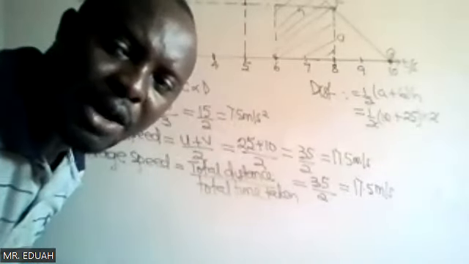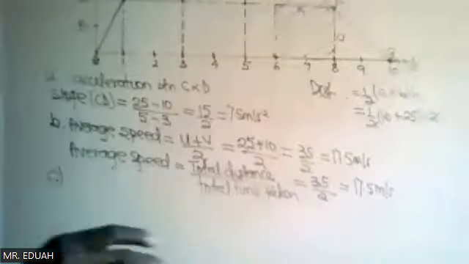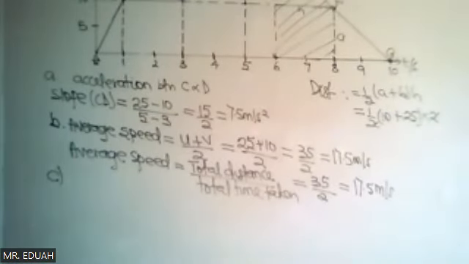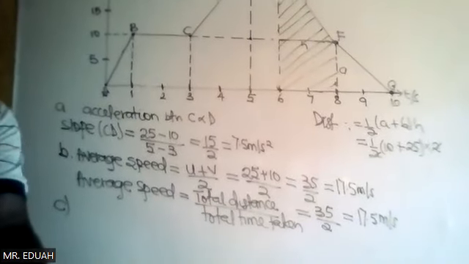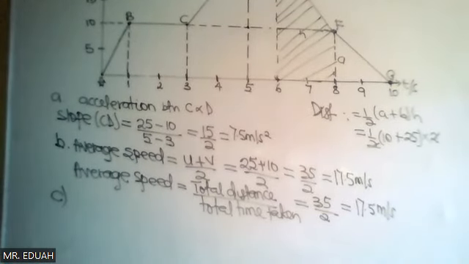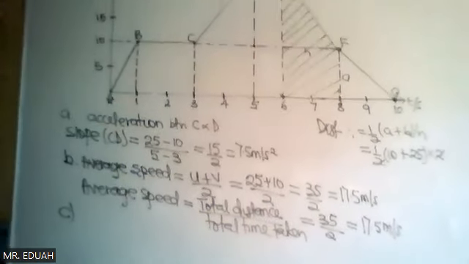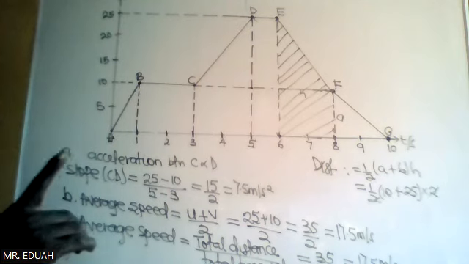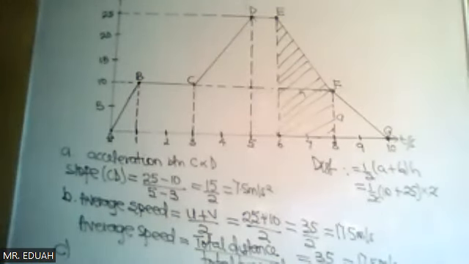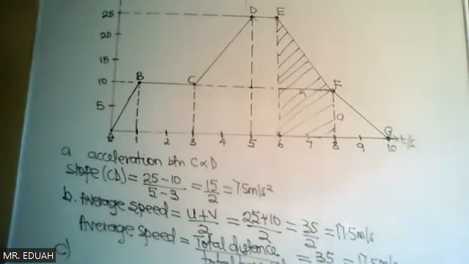Jojo, what's the total distance between 0 to 3? What did you get? You said 25 meters. Jojo, is that your voice? Yes, sir. Okay, let's see. Jojo had 25. Let's see if he's correct. Eva, what did you also get?